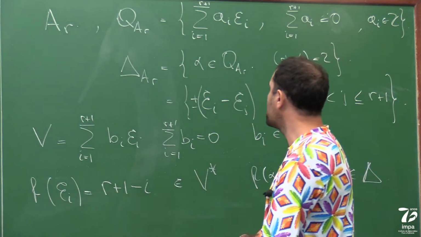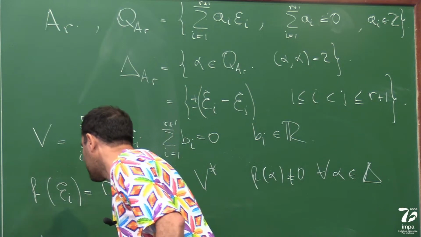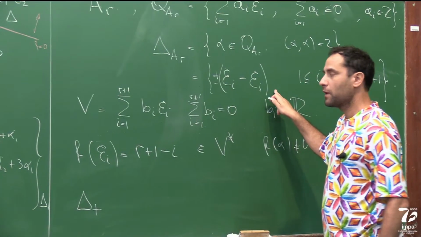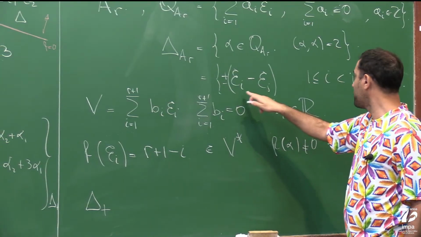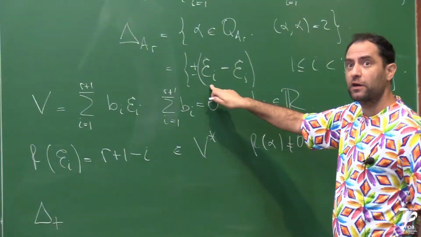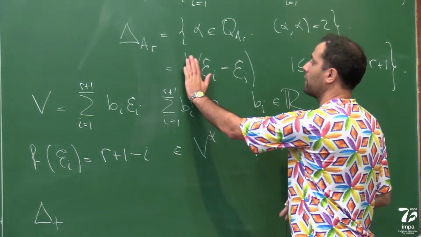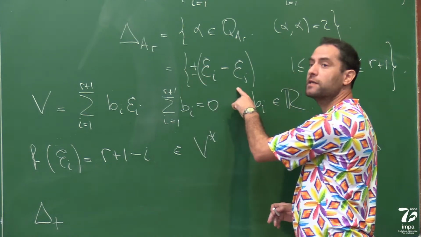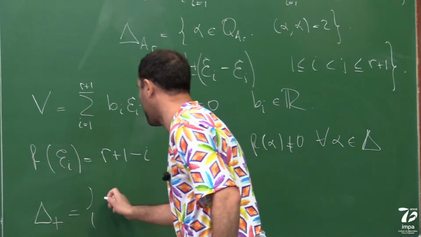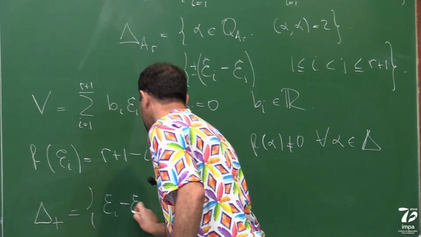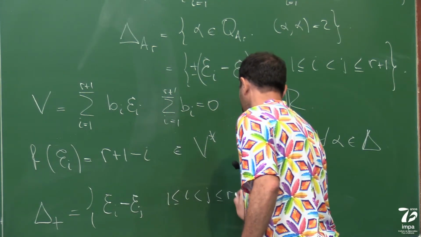Okay, so now it's clear what the positive roots are out of this. Delta plus consists of roots of this form where f is positive. Well, if i is less than j, then f of epsilon_i is bigger than f of epsilon_j. So f of this thing is positive, and f of minus this thing is negative. So therefore, delta plus consists of those roots with a plus sign: epsilon_i minus epsilon_j, where 1 is less or equal than i, less than j, less or equal than r plus 1.